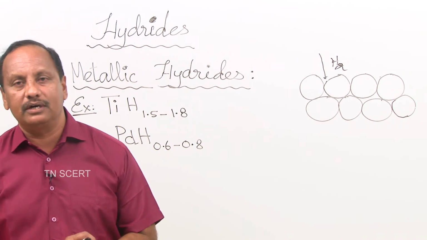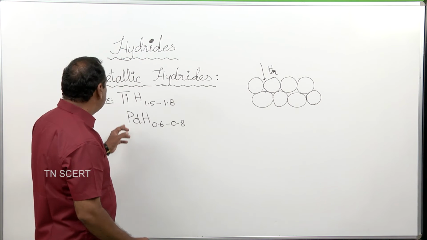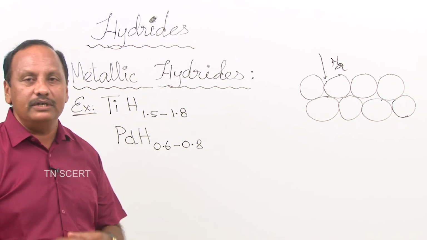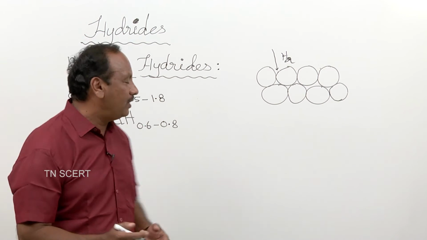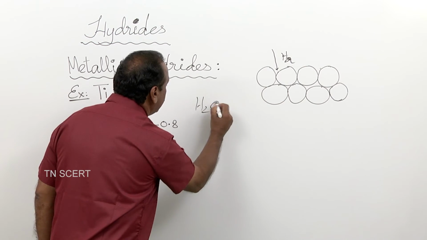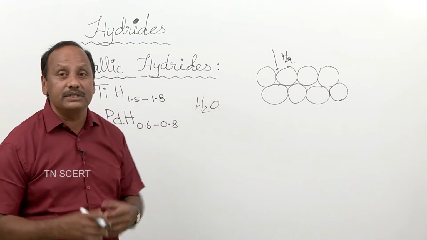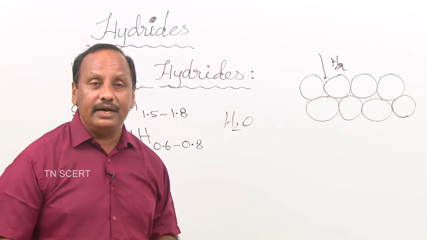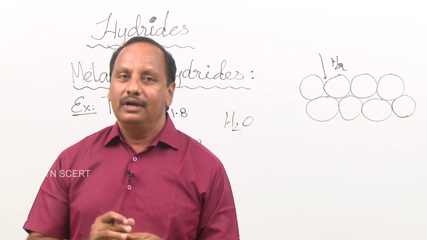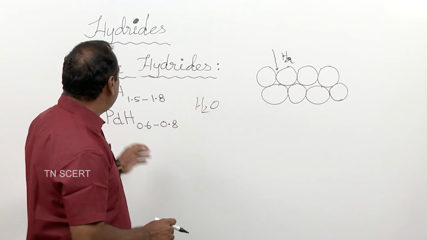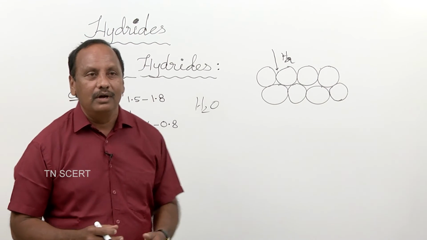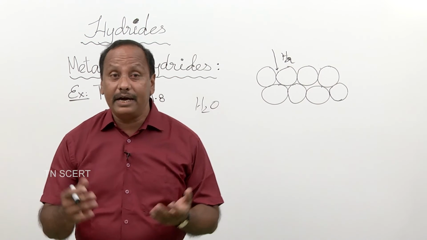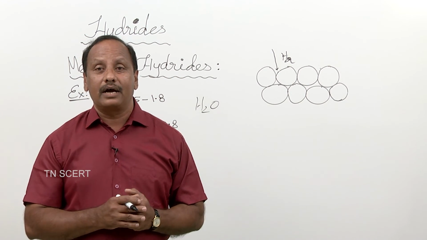Most of the metallic hydrides are non-stoichiometric. For example, TiH 1.5 to 1.8. What is the difference between stoichiometric and non-stoichiometric? For example, water is a covalent hydride in which hydrogen and oxygen are present in a definite ratio. In the case of titanium hydride or palladium hydride, there is no definite ratio between the metal and the hydrogen. So, metallic hydrides are thermally unstable. On heating, hydrogen is evolved from the surface of the metal. Therefore, the metallic hydrides are useful to store hydrogen.